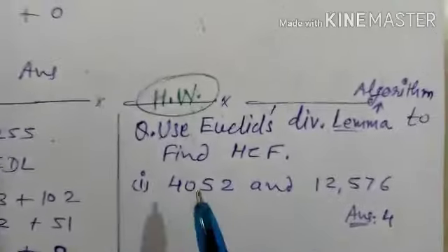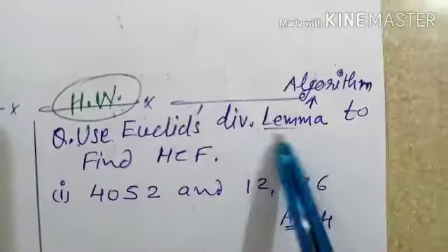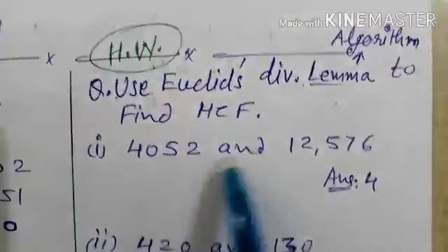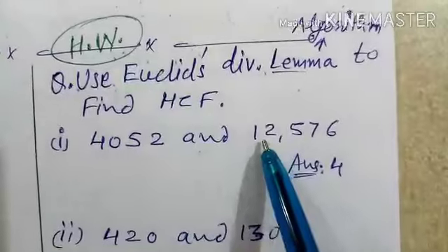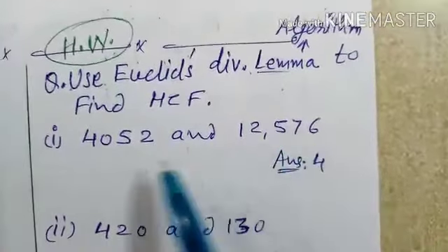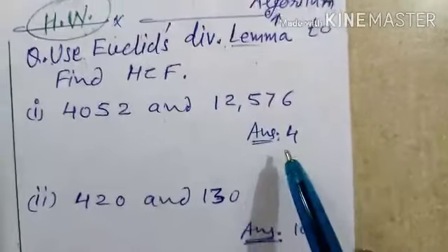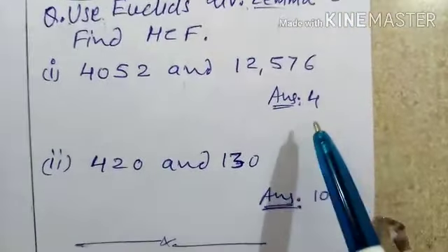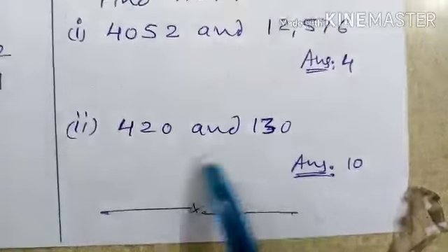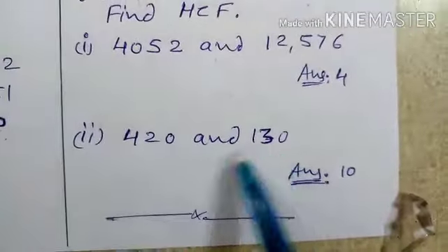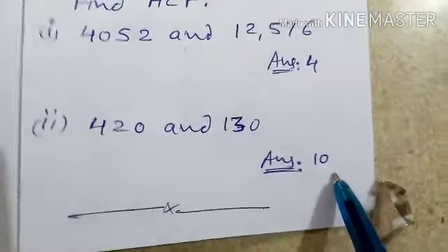Now it's time for your homework. Once again, use the Euclid division algorithm to find the SCF, and the numbers are 4052 and 12576, and your answer should be only 4. One more, 420 and 130. Find the SCF by using EDL, 420 and 130, and the answer is only 10.